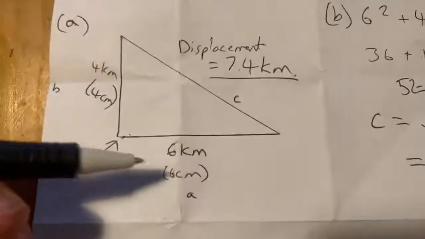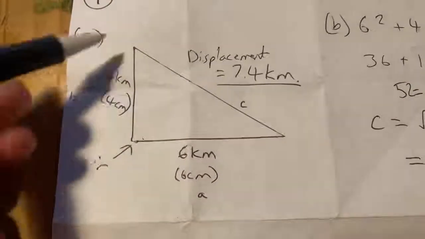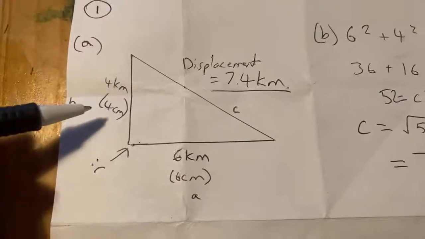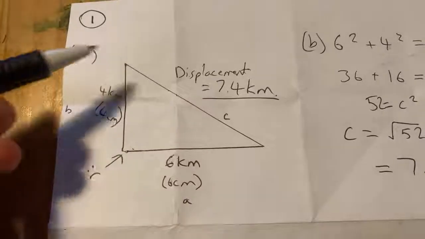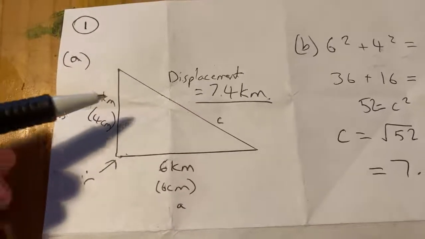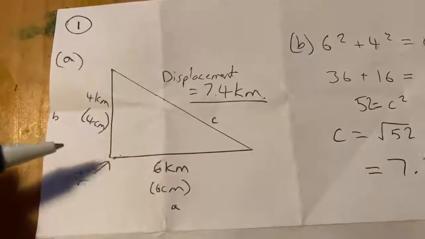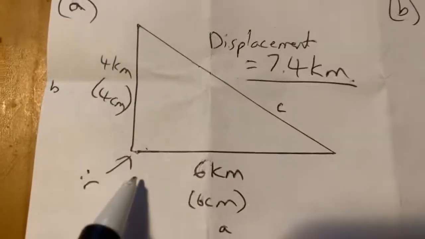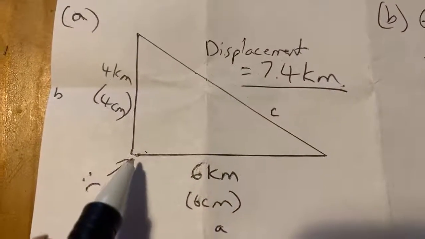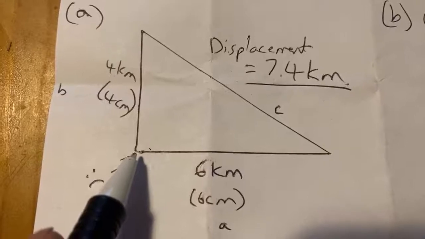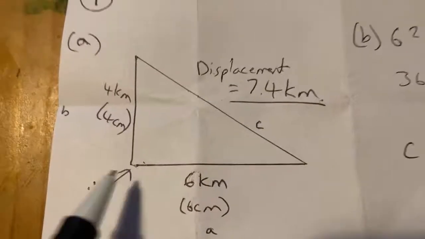I've drawn a line and written 6 kilometres, bracket 6 centimetres. I've drawn another line up saying 4 kilometres, 4 centimetres. And I've written displacement equals 4.7 kilometres because I've measured it. I just drew a little arrow to my sad face because if I used a pencil I could have rubbed it out and started again, and I couldn't. I went a bit wrong with my line and they don't quite join up.